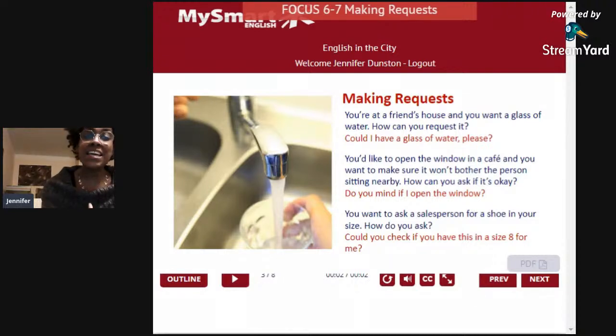Can anyone else think of a different situation where you might need to make a request? We said that you could be at a friend's house. You could be in a cafe. You could be in a shop. Are there any other places or any other situations where you might need to make a request? Think about things that you do every single day. For example, I made a request today.